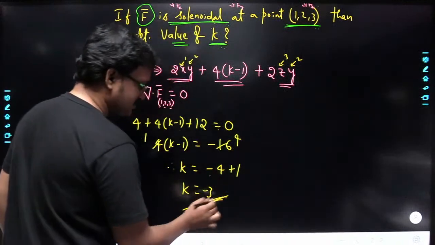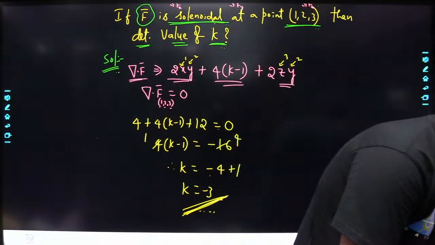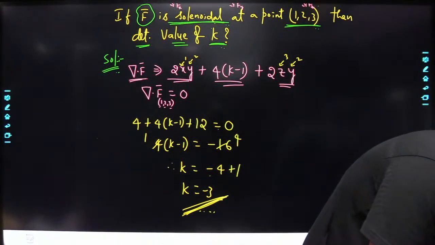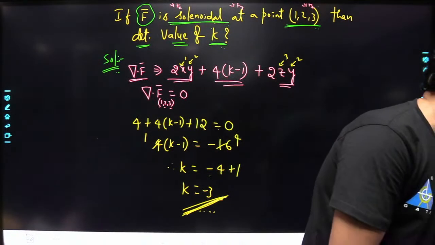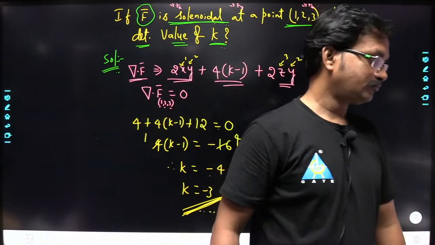So I hope it is clear here. I hope it is crystal clear. Yes, Parameshwar, Piyush. Yes, correct here. Minus 3, correct. Very good here. Very good.